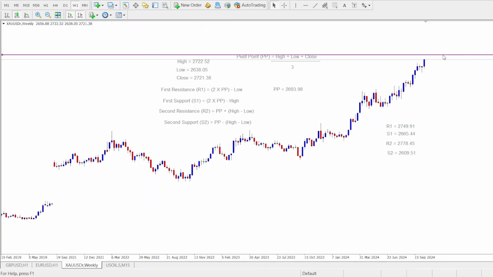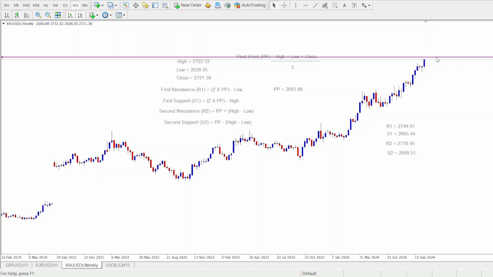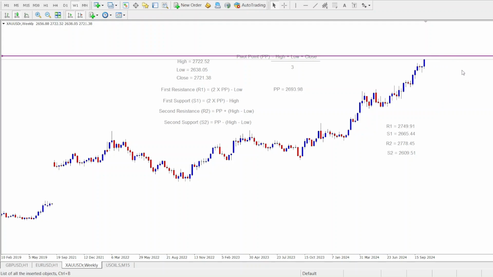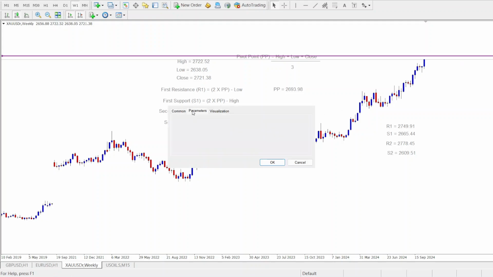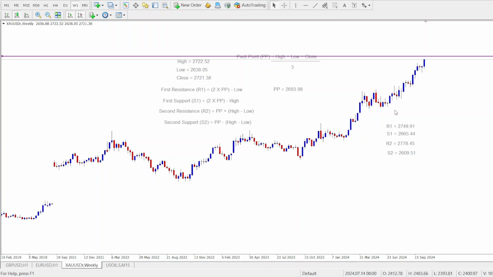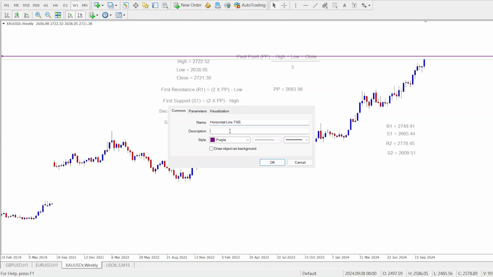Now, the first resistance is around 2749 levels. 2749.91. That's for our first resistance. That's our R1.